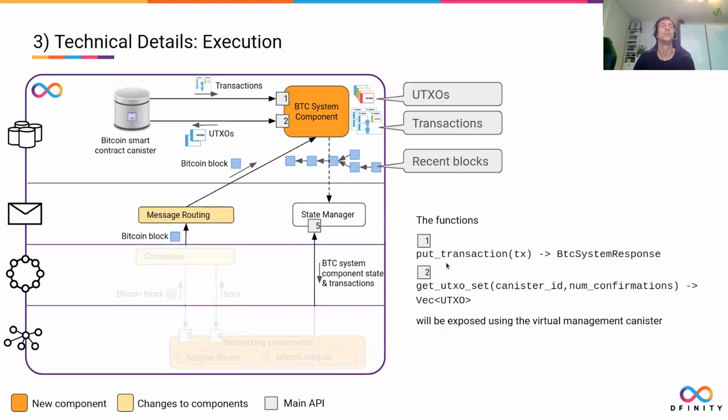If we move up to execution, again, just providing a bit more detail here. As I said, the Bitcoin block comes through consensus. Message routing will make it available to the BTC system component, where it will be put in a structure of recent blocks. And once a sufficient number of confirmations are collected for a certain block, the UTXO set will be updated, and it, in addition, stores all the transactions coming from the canisters running on that subnet. And the functions that it provides, put transaction and get UTXO set, again, the names and signatures might change a little bit. They will be exposed to canisters using the virtual management canister.